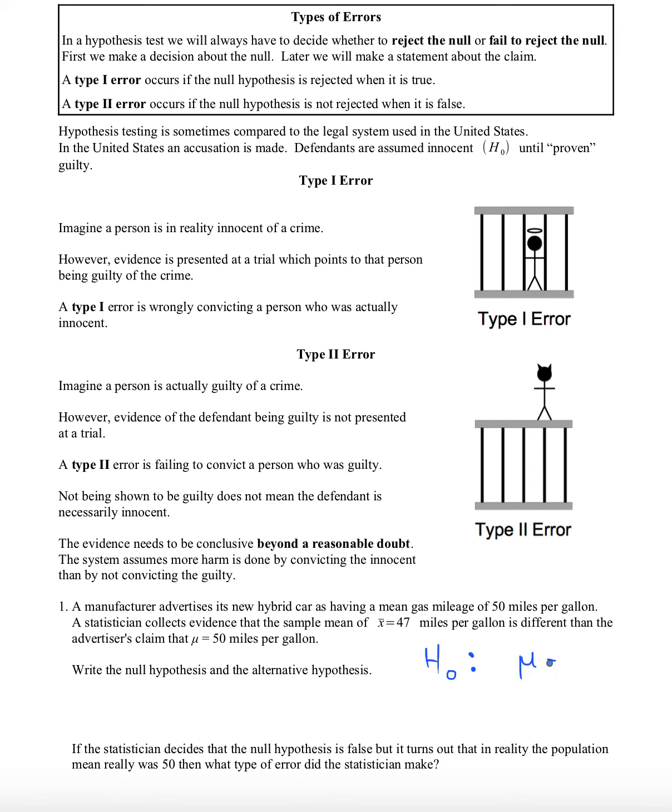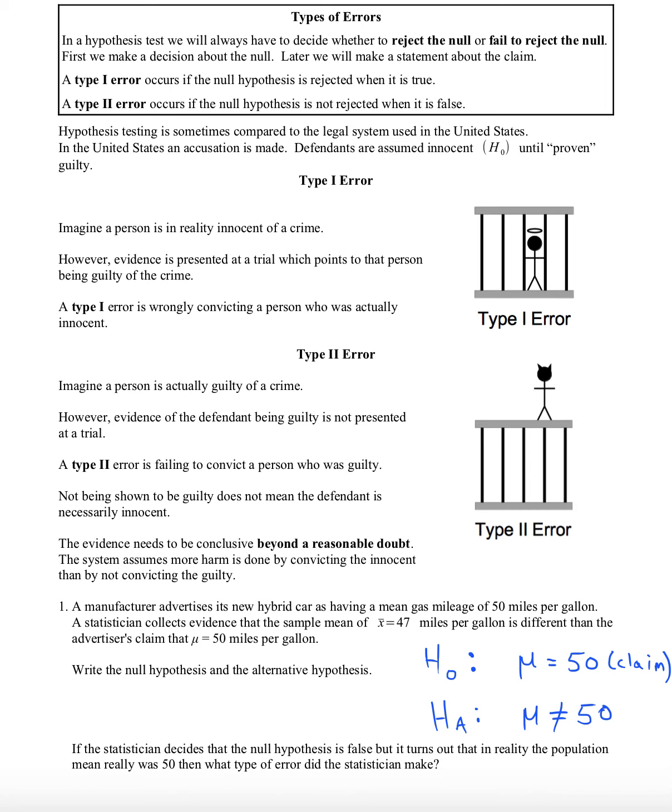Let's write mu equals 50. That was actually what was claimed by the advertiser. Now let's write the opposite, which is the alternative hypothesis. It's the complement of the above, so we need mu is not equal to 50.